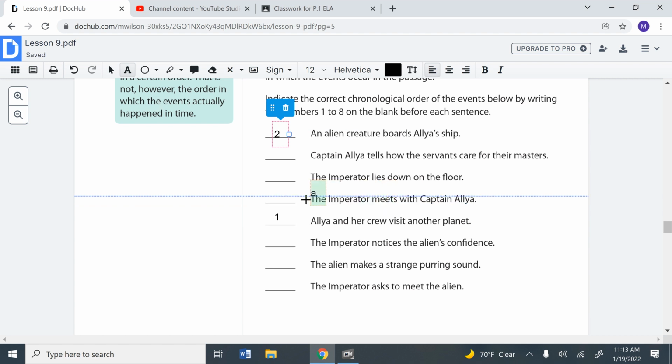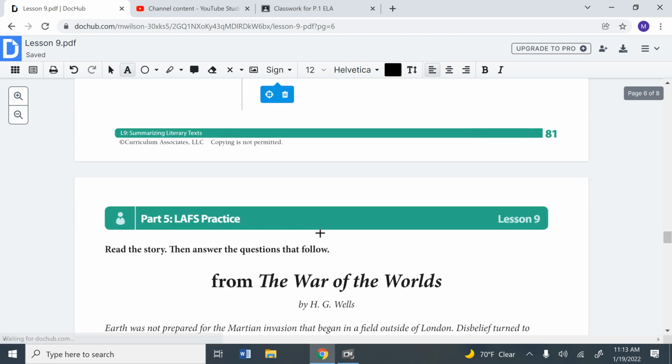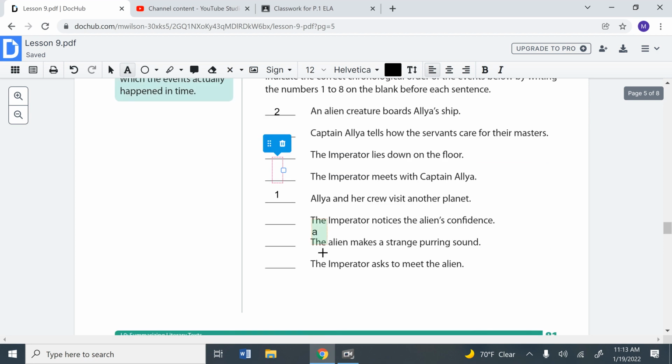Next, the Imperator meets with Captain Aaliyah. So I'm going to go ahead and put a number 3 there. Let's try that again. There we go. The fourth event I see is that the captain tells how the servants care for the masters. So I'm going to go ahead and put a number 4 there.